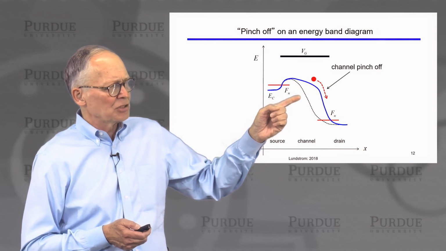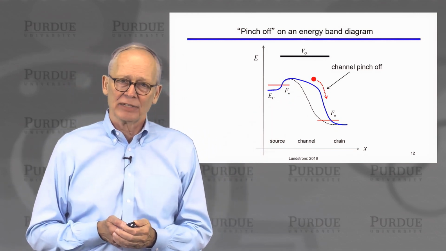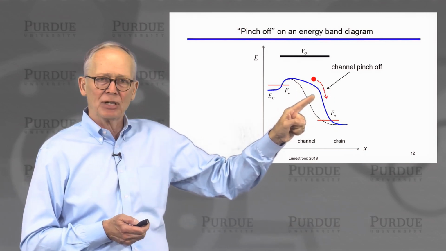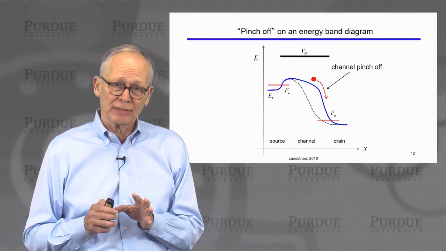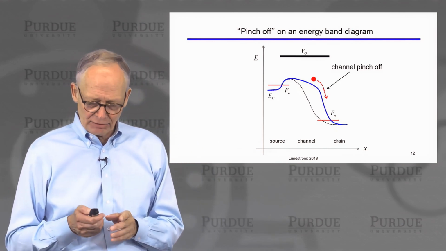This dashed line shows what the potential profile would look like in a much shorter channel length transistor. You wouldn't have this region where you can obviously see pinch-off. Pinch-off like this is something that you see in a long channel transistor, and we will see that that leads to the quadratic IV characteristic.